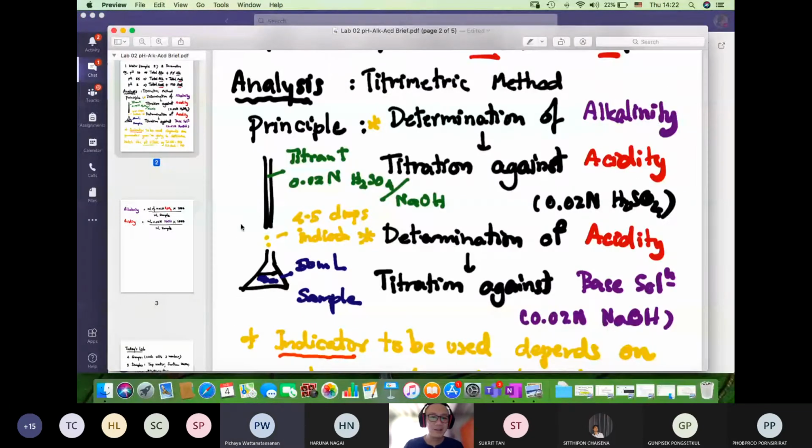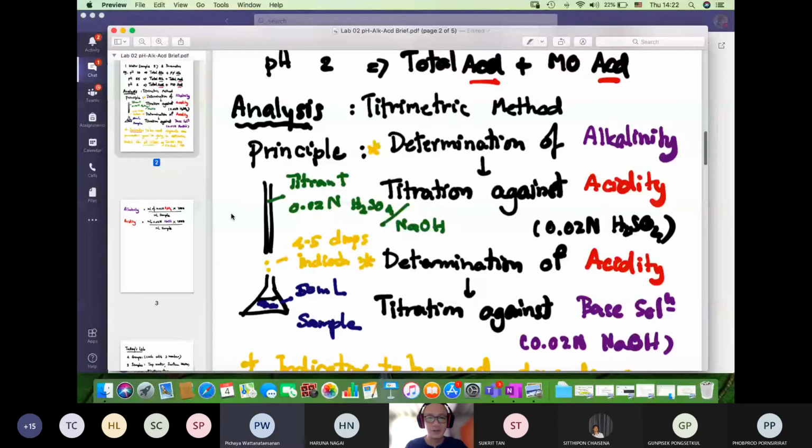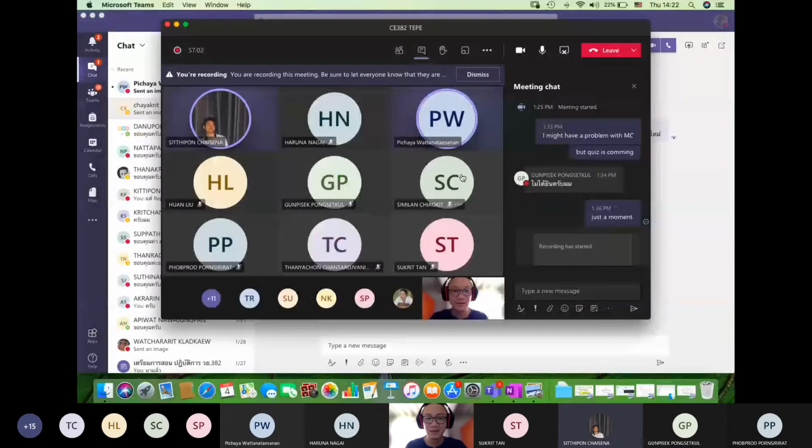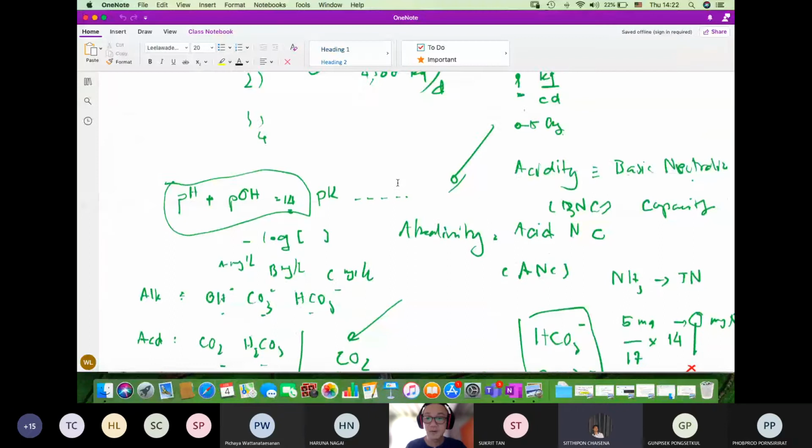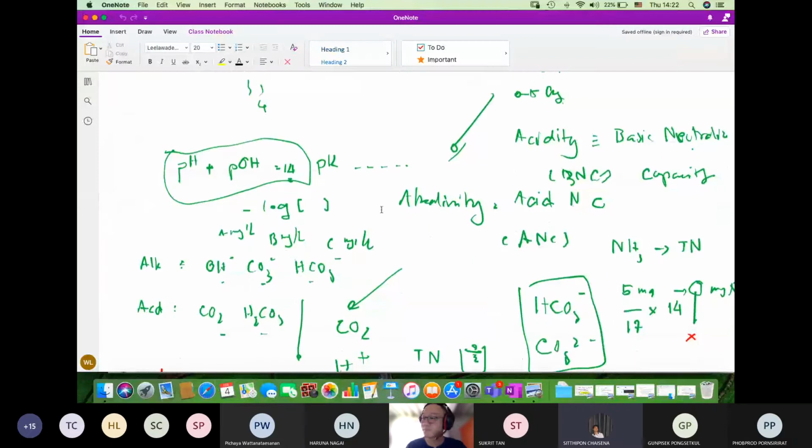Okay, just come back to the alkalinity and acidities again. So now we measure at two points, 4.5 and 8.3, right? Yes.